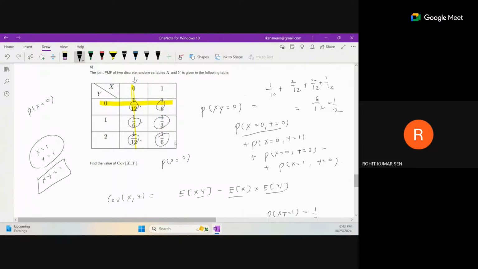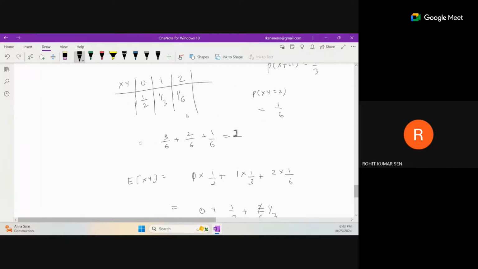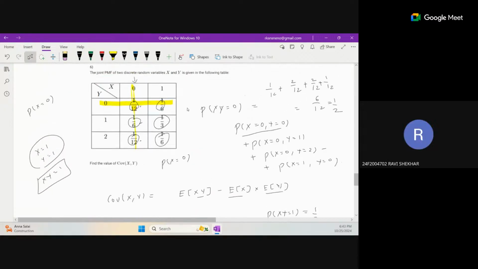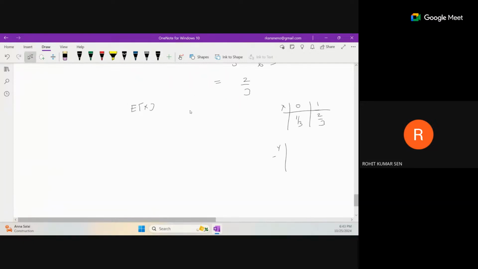What is the value of the probability of x equal to 0? Actually it is coming out to be 4 by 12. Yes, it is 1 by 3. So let's write the distribution of x also. For 0 it is 1 by 3, and for 1 you will add these, so it is 2 by 3. Same thing you do for y. For 0 it is 3 by 12, for 1 it is 3 by 6, and for 2 it is 3 by 12.